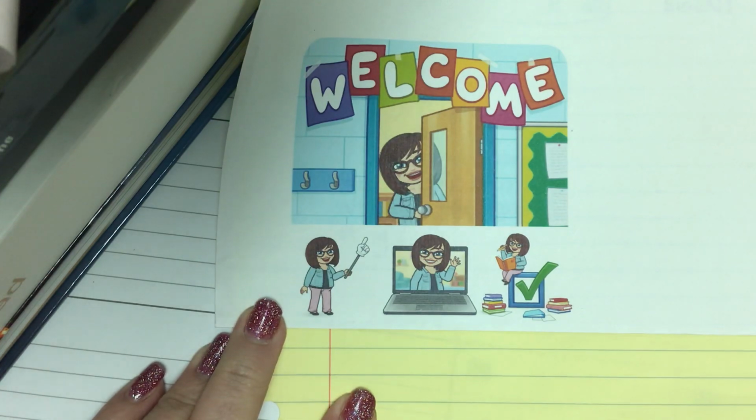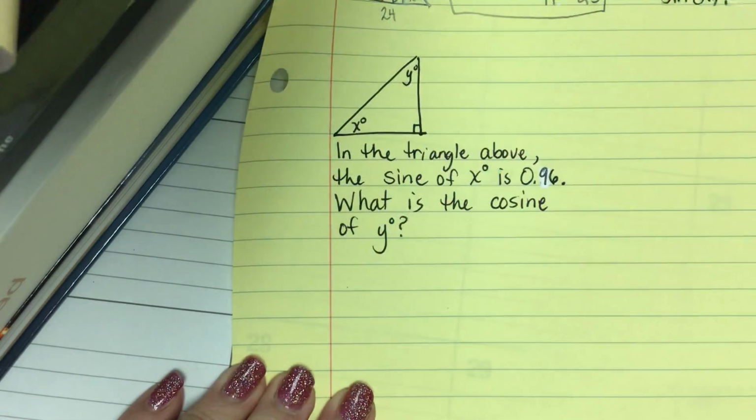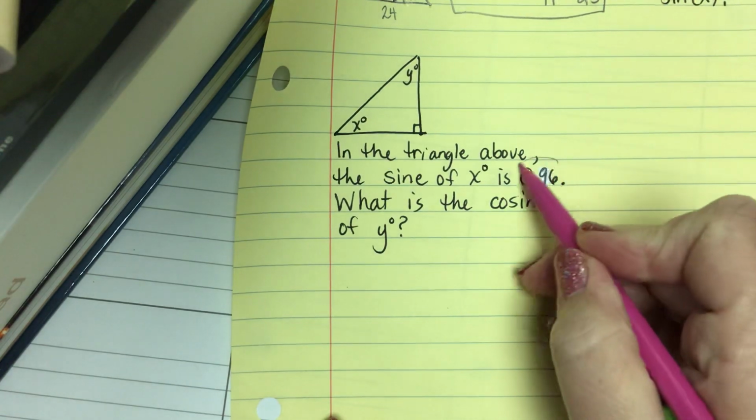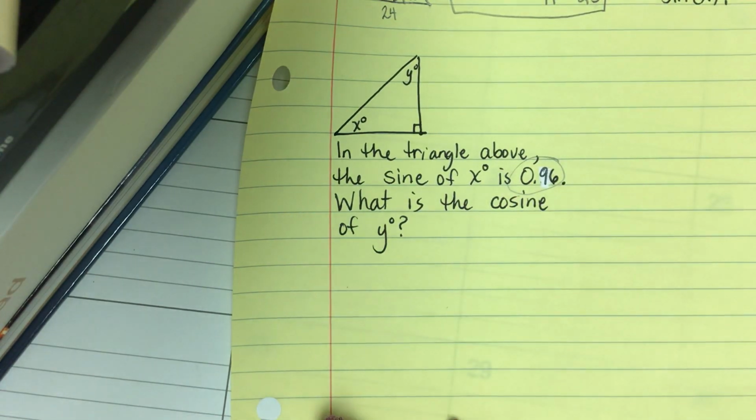Also, just a problem about trig ratios. This one looks like it could be very complicated, but I promise you it is not. The first thing that I want to do is note that this is written as a decimal. 0.96 is a decimal, and that's the way most of us read these decimals, 0.96.